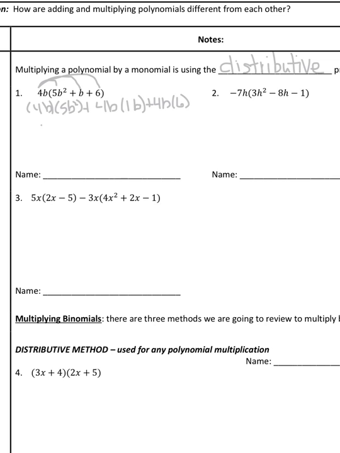So 4 times 5 is 20. b times b squared is b to the power of 3. When you multiply variables, you add the exponents, with the same base. And then 4 times 1 is 4, so this is plus 4, and b times b is b squared. And then 4 times 6 is 24 times that b. So your final answer is 20b to the power of 3 plus 4b squared plus 24b. All we did was distribute that 4b all the way across.